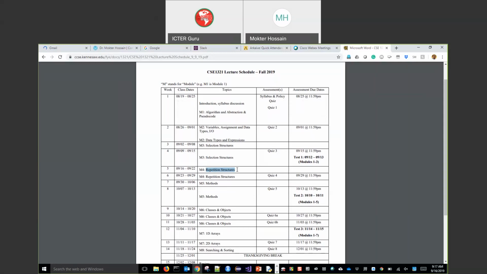In our previous few lectures, we discussed selection structure. We discussed if, else, and also switch, case, break. Does anyone have any issue on the structures? If you still have any issue, please don't be shy, come to my office or see our graduate assistant. Is anyone here who understood nothing about selection structure? So you understood something, right?